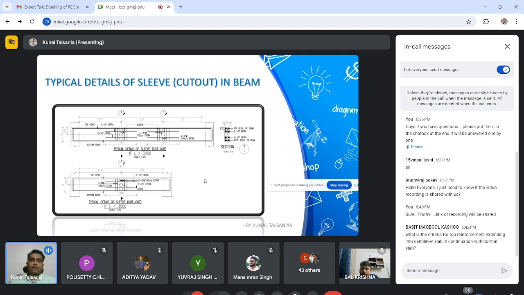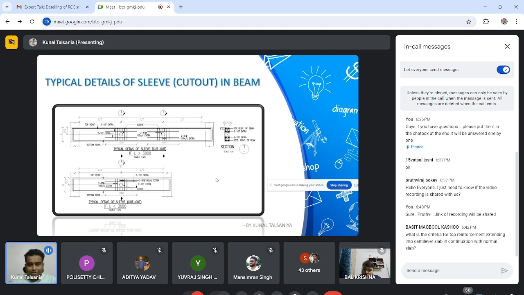Okay, typical detail of sleeve cutouts in beams. This type of detailing we share with the client in our drawings. This is the standard detail that has to be followed by all MEP consultants, because sometimes you cannot ignore these sleeve locations, but for the majority you have to provide the standard details to your end user. You have to coordinate with the MEP consultant so that they plan the routes of pipes or ducts in such a way that my first sleeve location is at L by 3 distance.